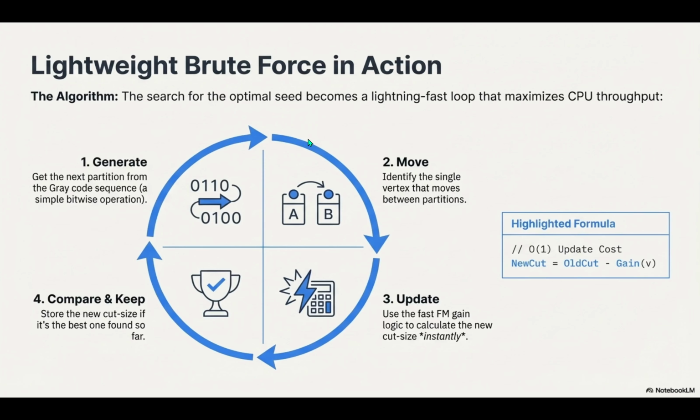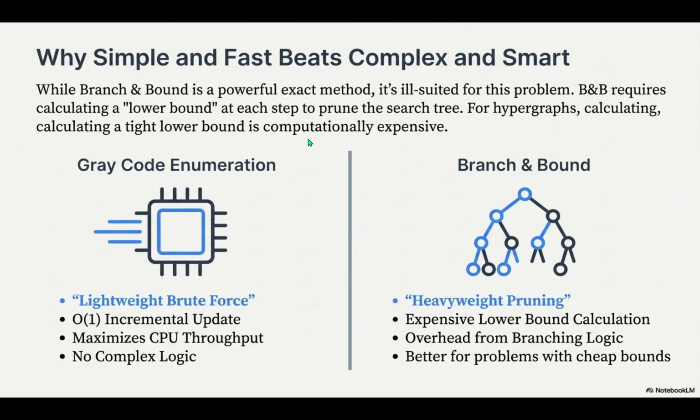Something like branch and bound, maybe? Well, branch and bound, or B&B, is definitely smart. It tries to be clever by pruning the search tree. It says, okay, this path I'm exploring is already worse than the best answer I've found so far, so I'll just ignore it. Which sounds good. It does. But to make that decision, B&B has to calculate a really expensive lower bound at every single step. And for hypergraphs, that calculation is computationally heavy. It slows the whole thing down.